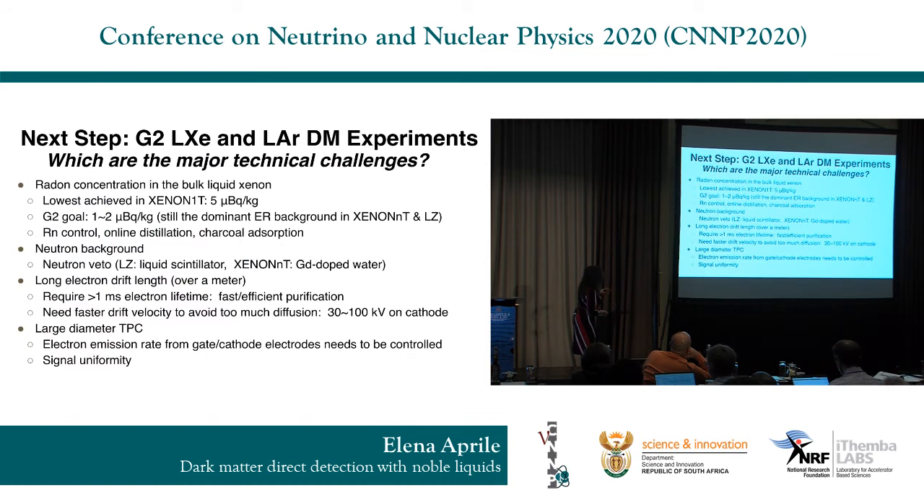So the next step is this generation 2. I'm going to run out of time. This is a list of challenges. I mentioned already some of them. The main one is to reduce the radon. The krypton, we know how to do it. We need to reduce the radon to 1 to 2 microbecquerel per kilogram in all this detector. And we were at the level of 4 or 5 microbecquerel per kilogram in xenon after some improvement in Xenon-1-ton.